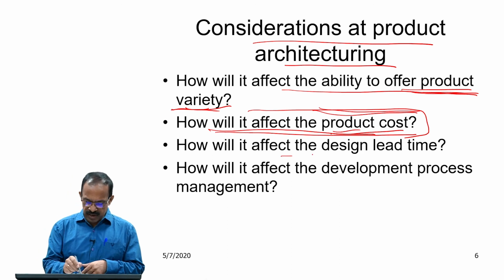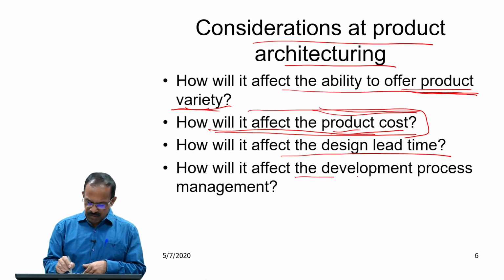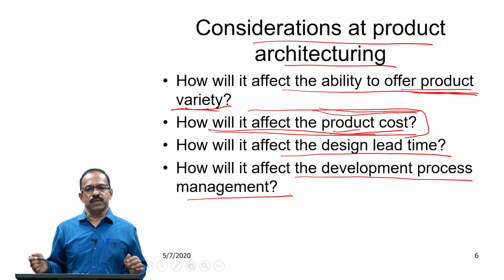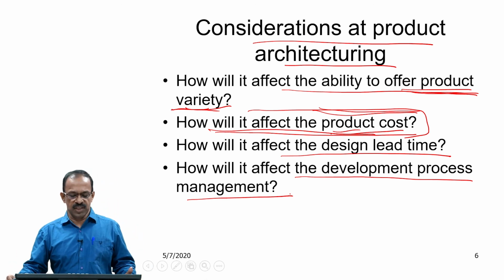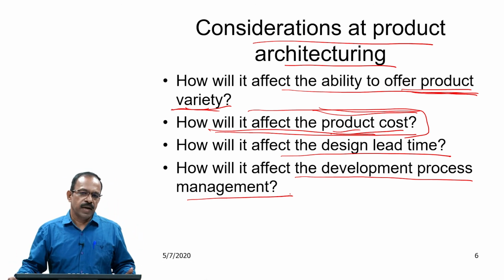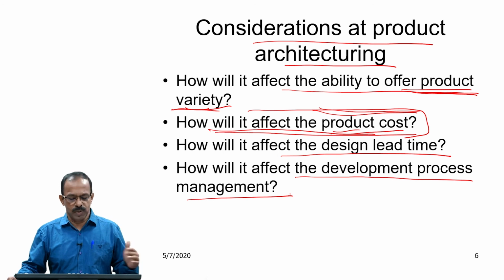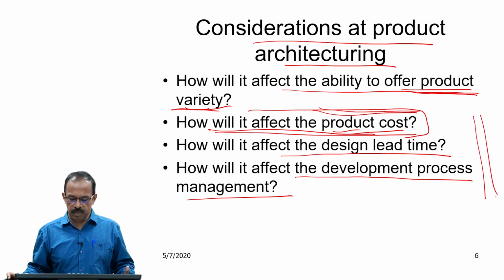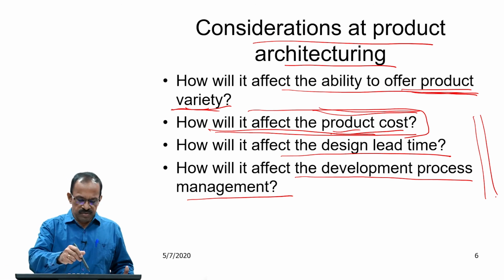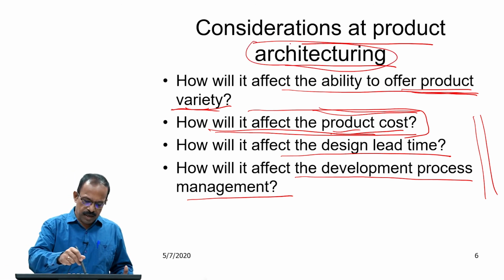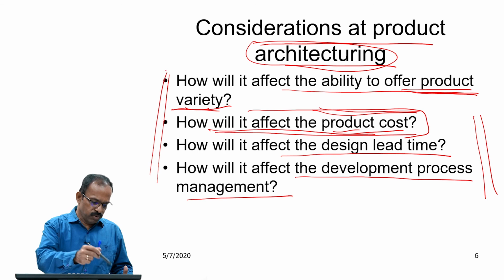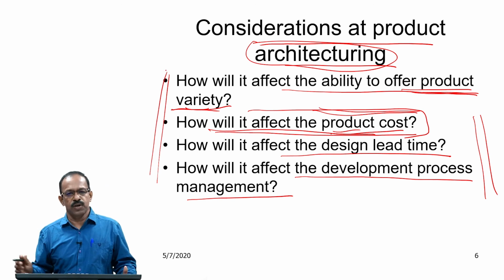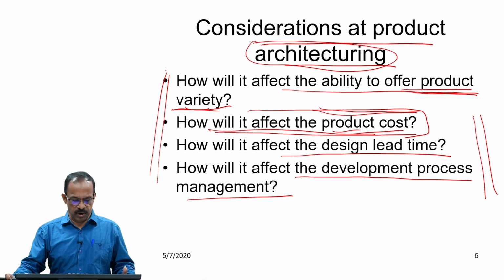Similarly, how does it affect the design lead time and the development process management? When you have more products in the family, or a product architecture which requires a lot of time for processing or development, those things will affect the cost of the product as well as the process time and the development time. So, designing a product architecture depends on these factors, and we need to keep this in mind when we decide on a particular architecture for a product.